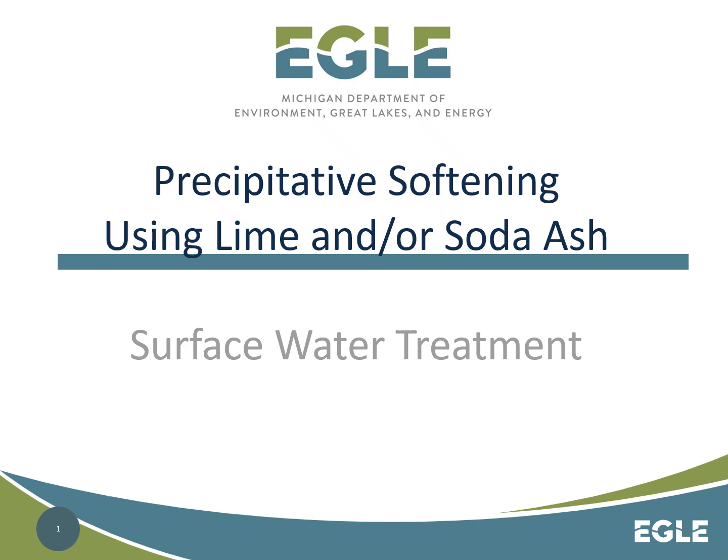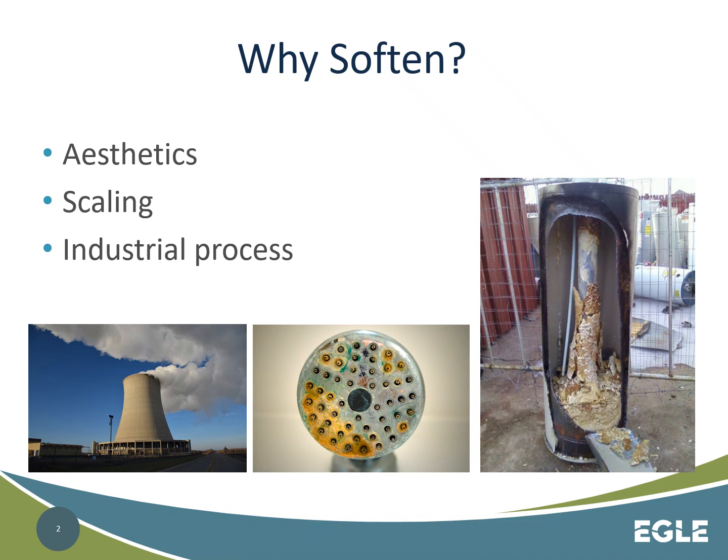To start us off, precipitative means to bring out of solution and settle by gravity. This is one way we can remove hardness from water. Softening is the removal of hardness from water.